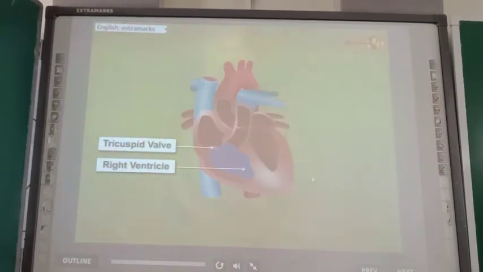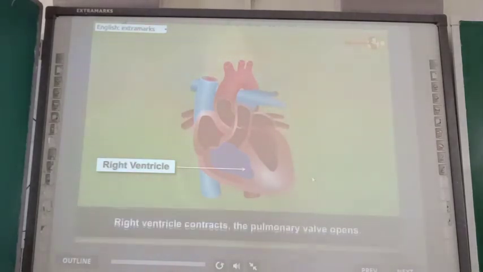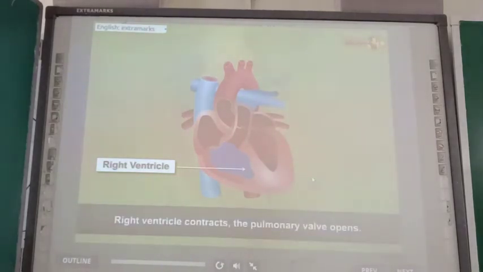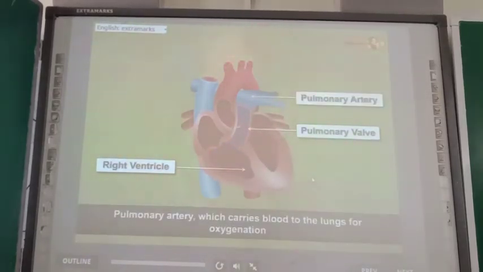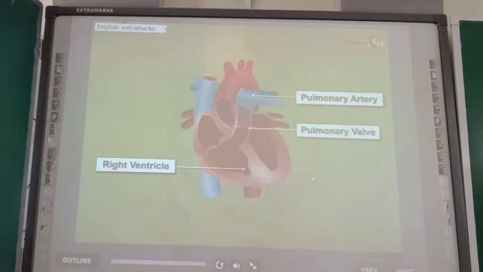When the right ventricle is filled, the tricuspid valve closes to prevent blood from flowing back into the atrium. Now as the right ventricle contracts, the pulmonary valve opens and blood is pumped into the pulmonary artery, which carries blood to the lungs for oxygenation. The pulmonary valve closes to prevent blood from flowing back into the ventricle, while pumping the blood into the pulmonary artery.